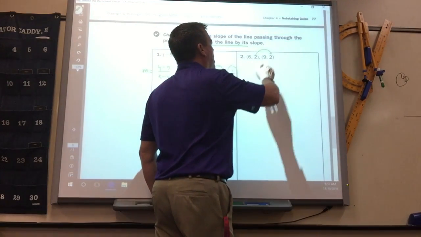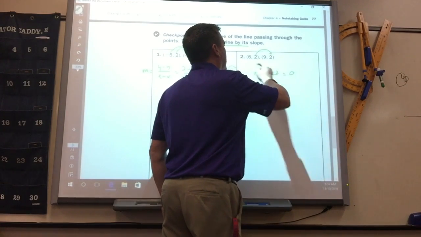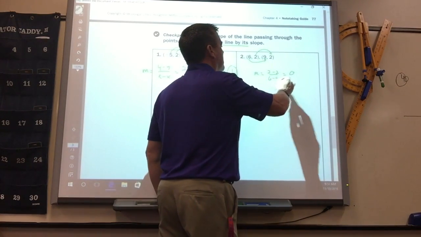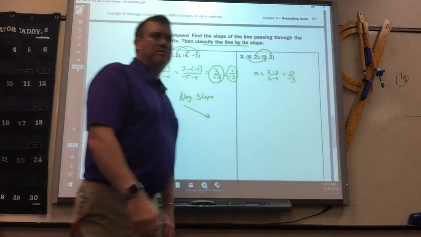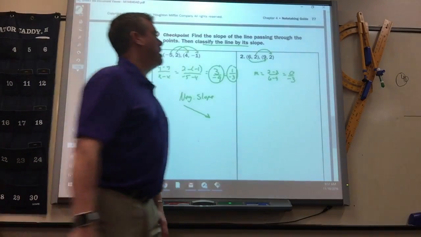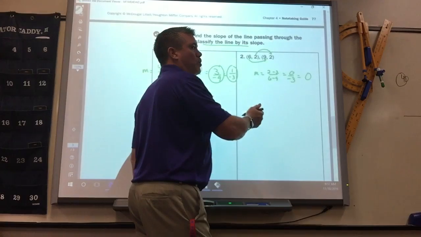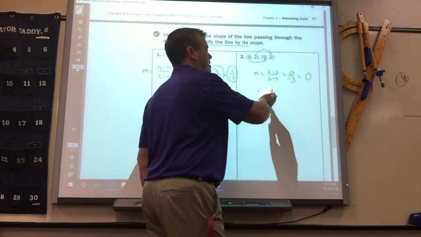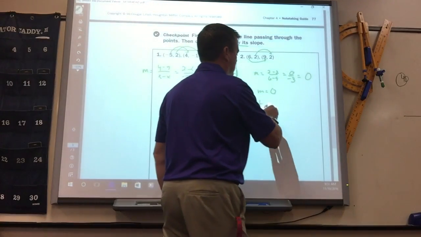Here, y minus y, I get 0. And then x minus x is -3. Can you have 0 on top? Yes. Where can't you have 0? On the bottom. So 0 is the slope, which means what kind of line is that? If the slope is 0, it's a horizontal.